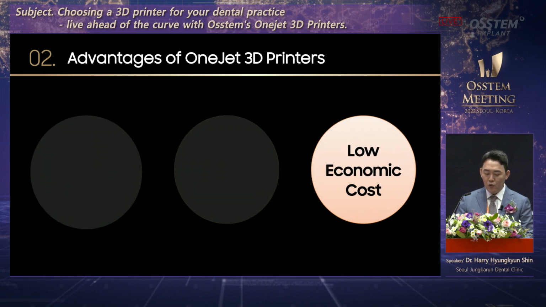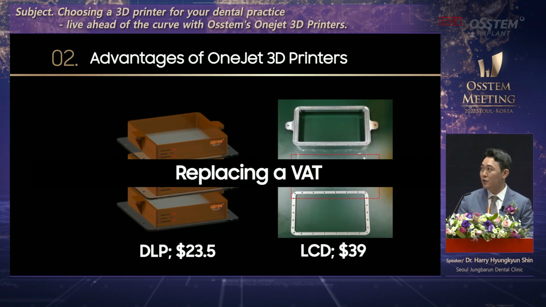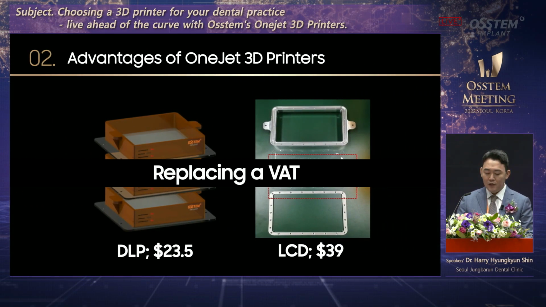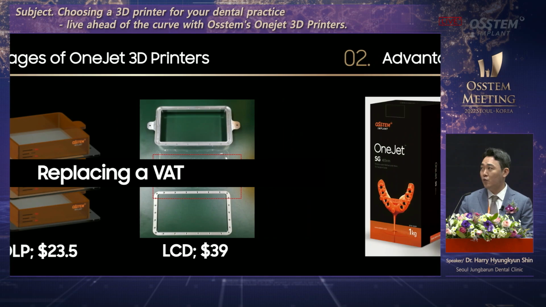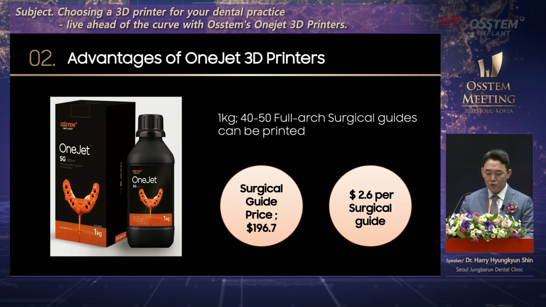The third factor here I'm going to talk about is a low economic cost. So we tend to overlook the maintenance cost. We need to use consumables continuously. So VAT is a resin container. Resin tank is the term for SLA. For DLP, it's about 30,000 won. LCD, in exchanging the films, it cost $39, and DLP $23, which is very competitive.